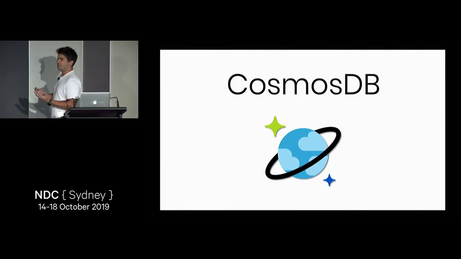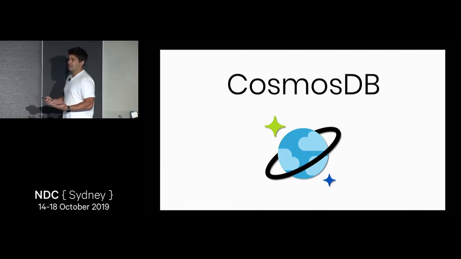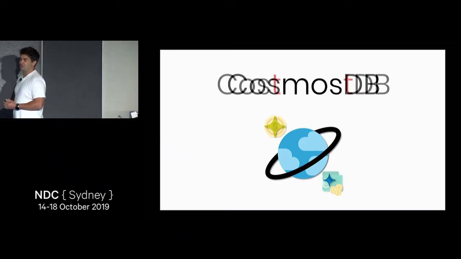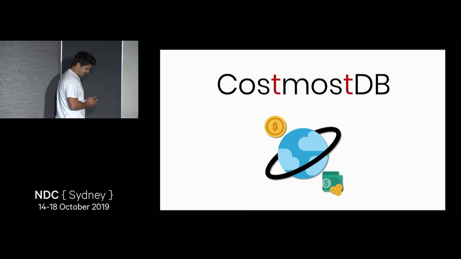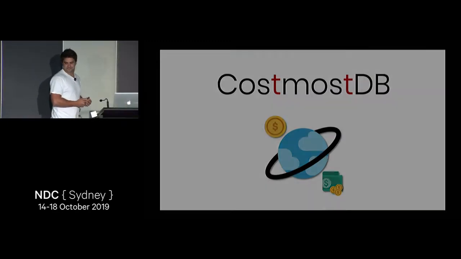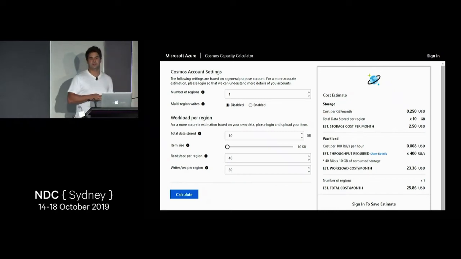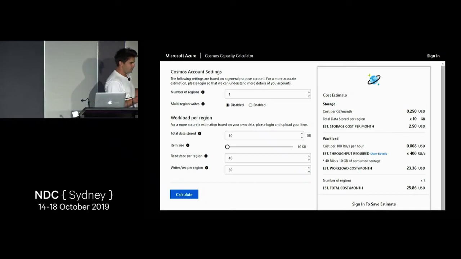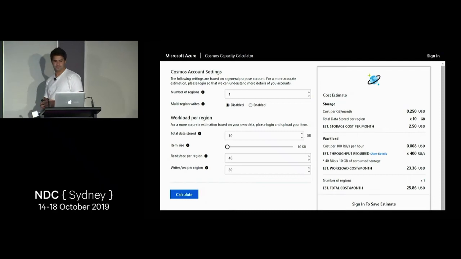But most of the people that have been burned before with Cosmos DB would probably change the name, because a lot of people had this problem. But if you have a look at the capacity calculator in Azure, you're going to see that the cost can be pretty minimal depending on your structure.